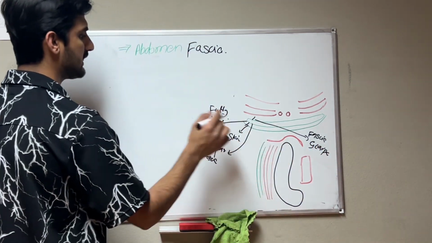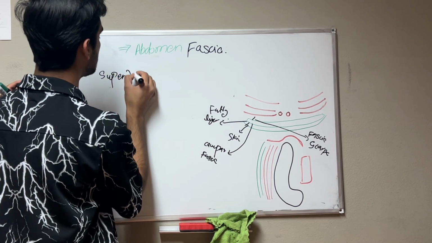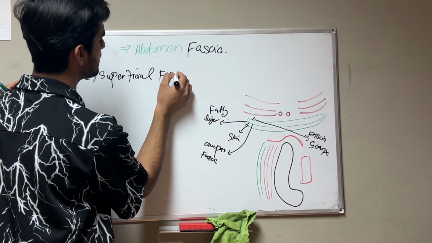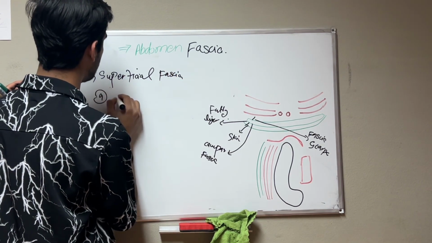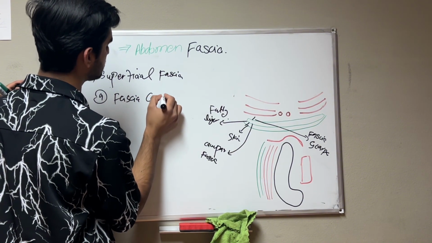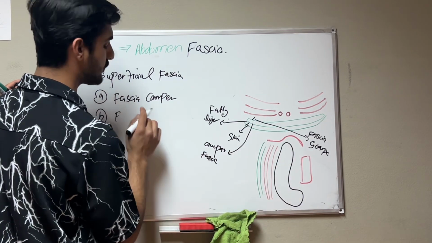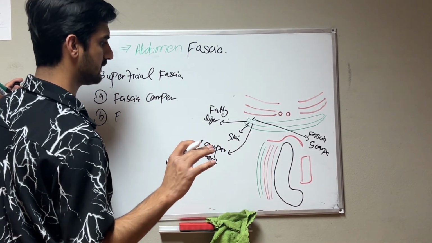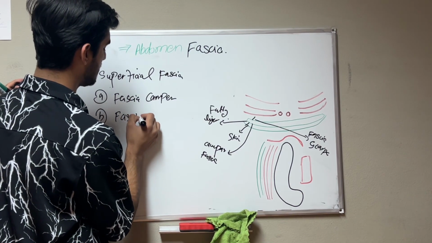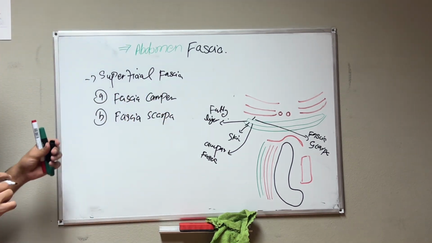We consider this a superficial fascia, which means in the superficial fascia we have two fascia. First we have fascia Camper, and second we have fascia Scarpa, which are covering the fatty layer of the abdomen. Okay, these are the superficial fascia of the abdomen.